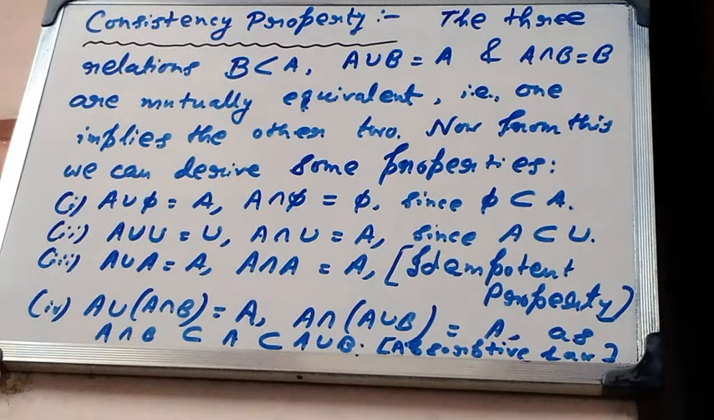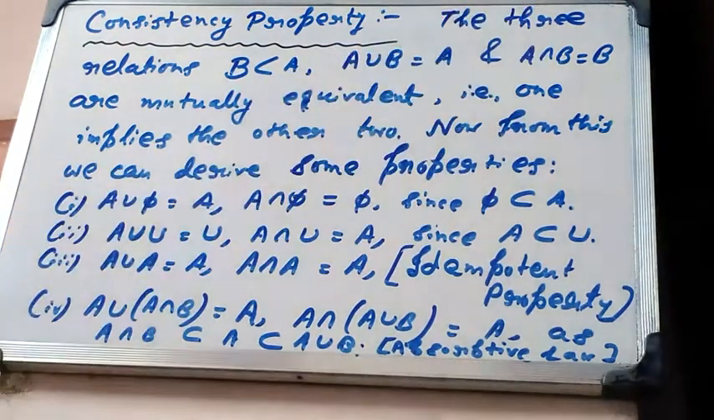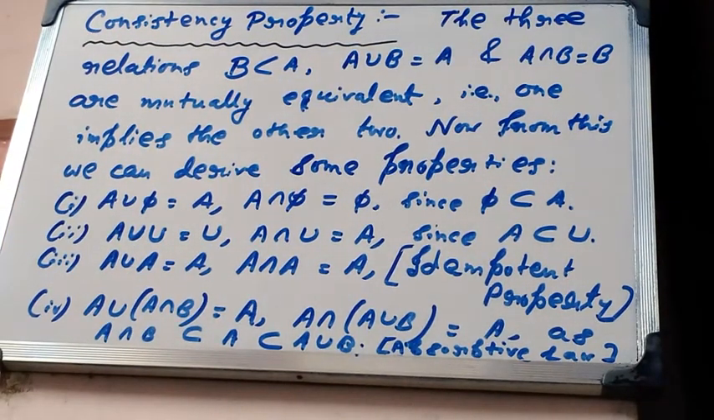My first topic is to discuss some properties on union and intersection of sets. The first one is the consistency property. The three relations B is a subset of A, A union B is equal to A, and A intersection B is equal to B are mutually equivalent. That means one implies the other two. Now from this we can derive some other properties.